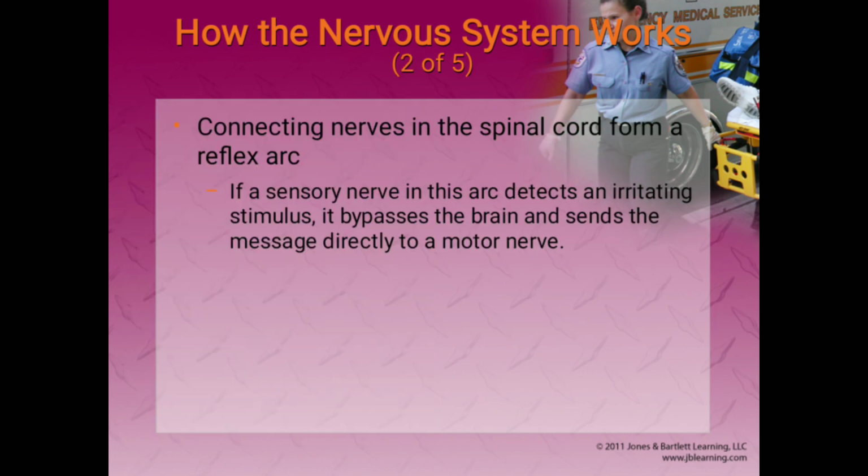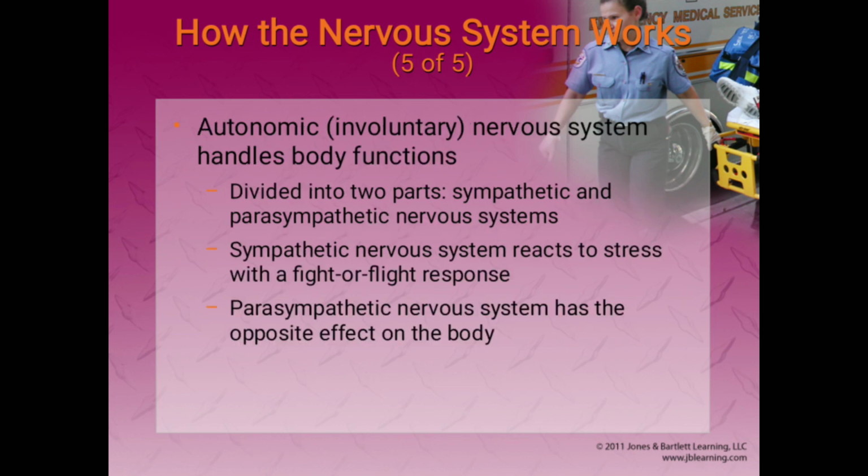And if we talk about connecting nerves, in the spinal cord they form a reflex arc. If a sensory nerve in this arc detects an irritating stimulus, if a stimulus irritates or disrupts the system, it bypasses the brain and sends the message directly to a motor nerve. Means to say, without inferring results, a direct instruction is sent to the muscles or glands to produce an abrupt response. That forms a reflex arc. That is a pathway followed by a nerve impulse, also called a reflex arc.